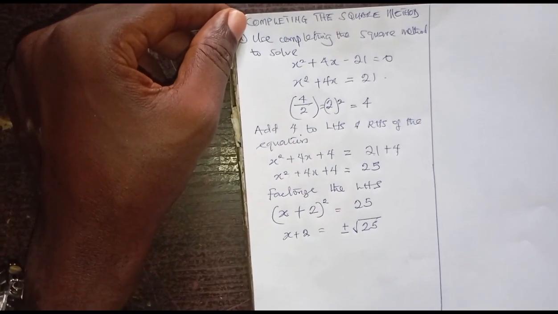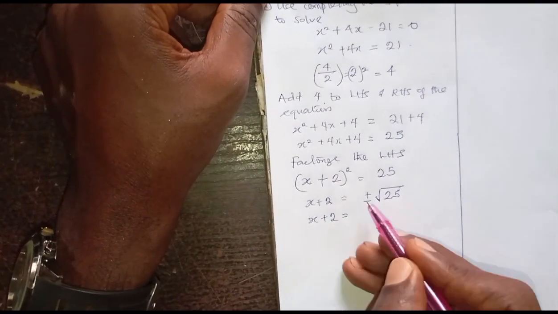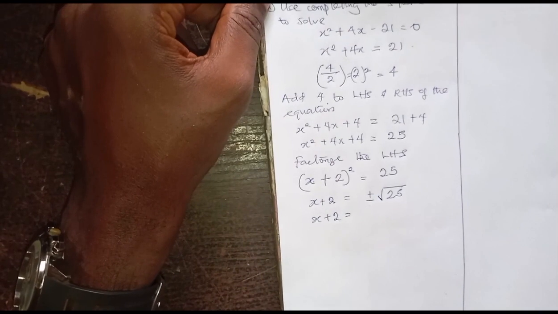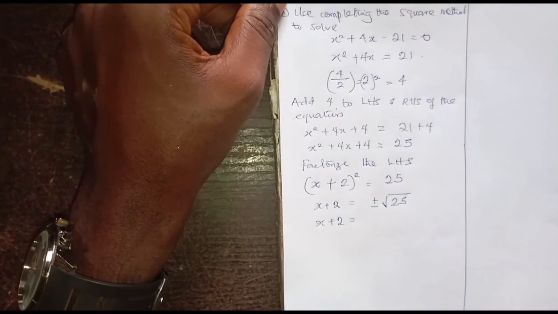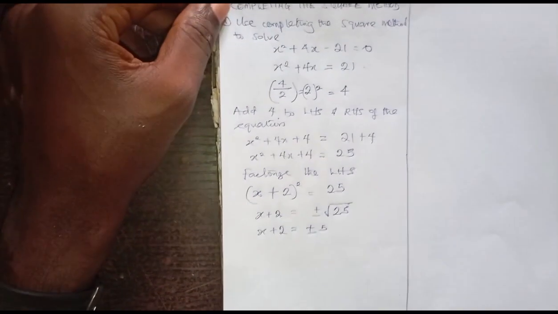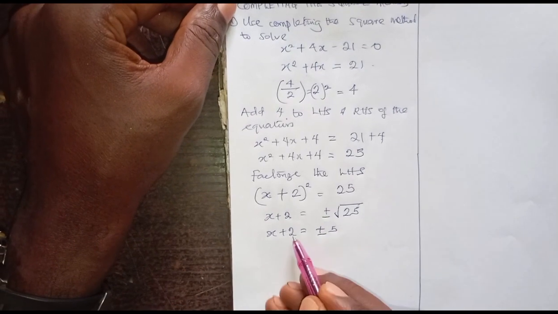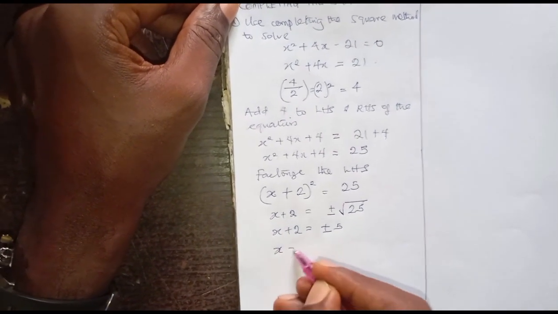So we now have our x plus 2 will be equal to plus or minus square root of 25. We know that 25 is a perfect square, that is, it has a square root. Square root of 25 is what? That's 5. So we are going to have plus or minus 5. Now we are looking for x. So we take this 2 to the other side of the equation. So that will be x equals.